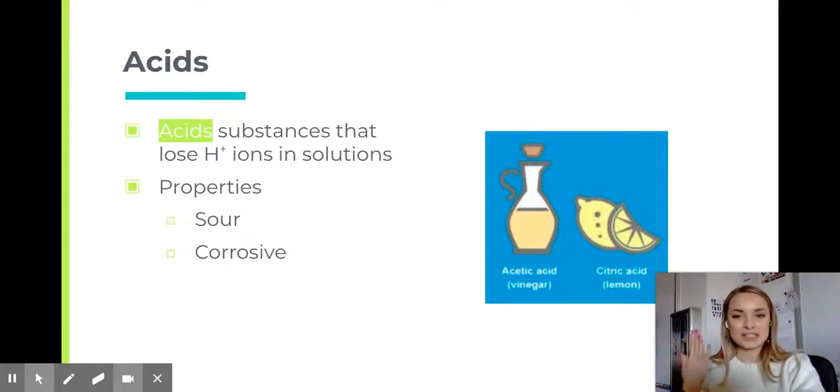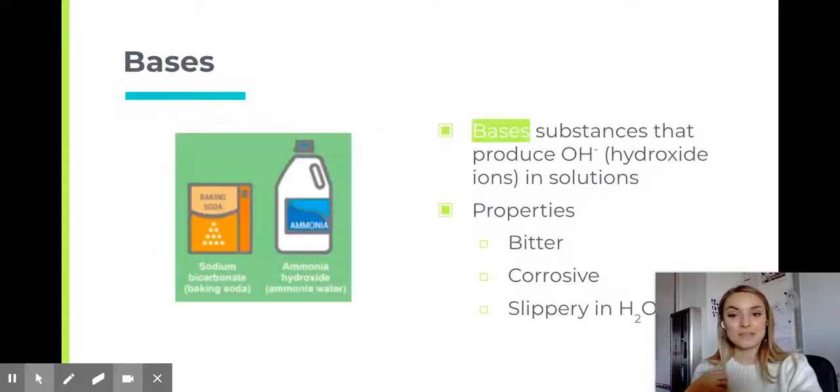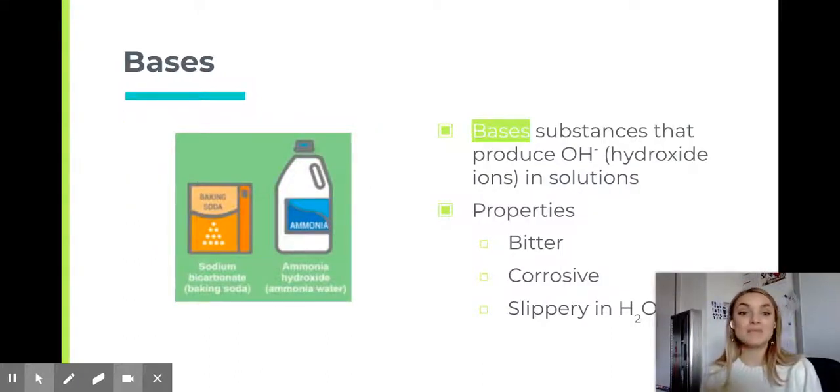So we have acids, which are substances that lose their hydrogen plus ions in solutions, and we have bases. Bases are substances that produce OH minus, or hydroxide, ions in solutions. Just like H plus is an ion because it's lost an electron, this is an oxygen and a hydrogen. Has it gained an electron or lost an electron? This ion has gained an electron because we have an overall charge of -1. So bases are substances that produce OH minus, or hydroxide, ions in solution.